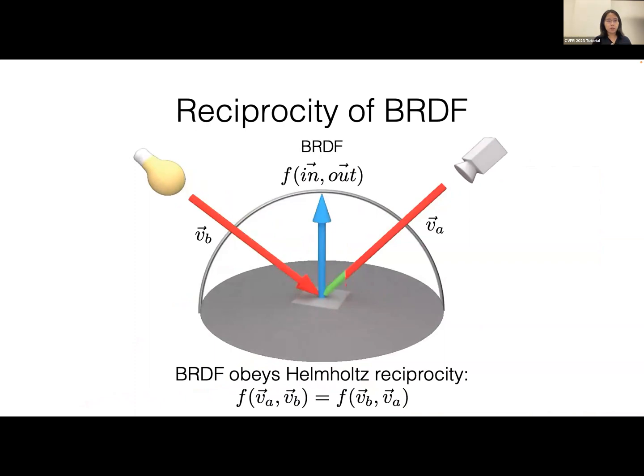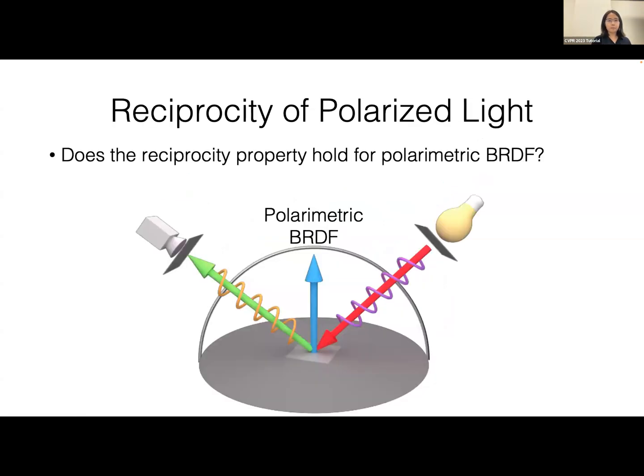And if we go back to the BRDF that is commonly used in graphics and vision, this translates into the reciprocity of the BRDF, which means that if you precisely exchange the imaging and light source positions, the BRDF value stays the same. Okay, so this is basically the reciprocity principle. So now our question is, does this reciprocity property still hold if we consider the polarization of light?